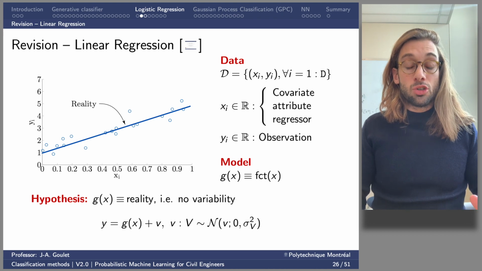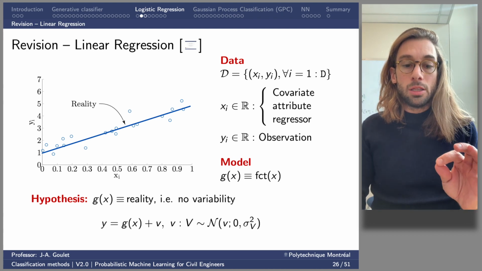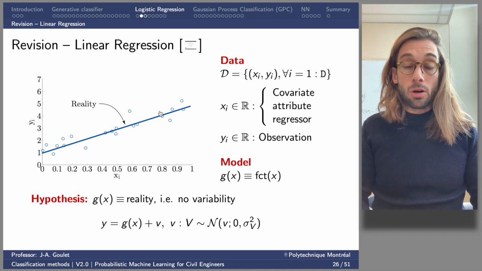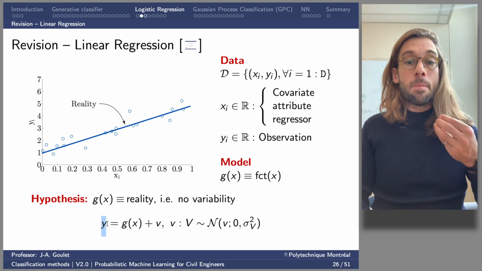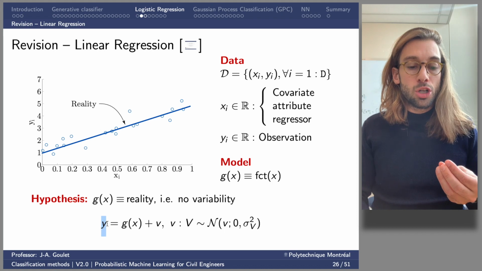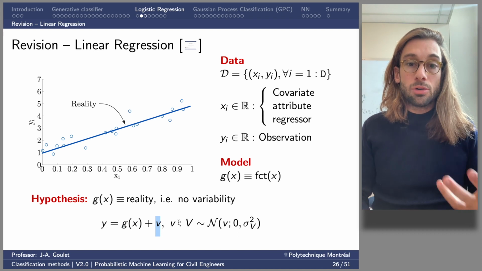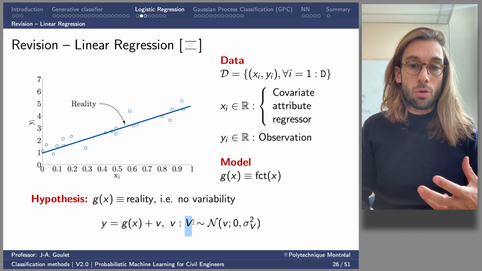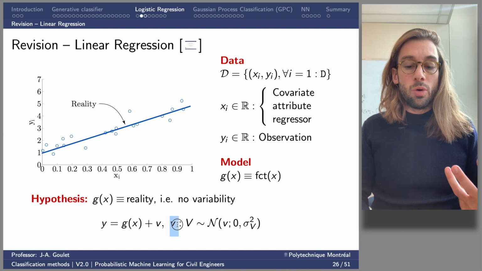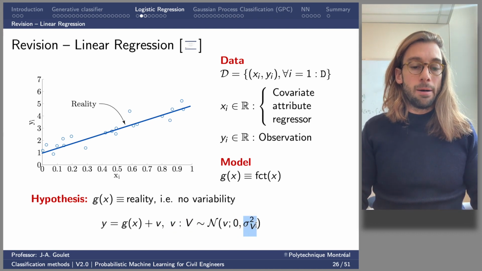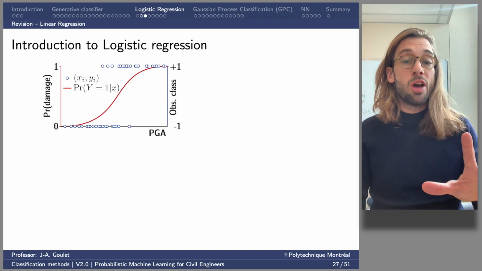And here, that true function doesn't vary. The only reason that we observe variability here is because y, our observations, are actually imperfect observations. They are the true underlying reality plus v, an observation error, which is a Gaussian, a sample or realization of a Gaussian distribution with zero mean and standard deviation sigma v, or variance sigma v squared. Okay, this is for the regression setup.